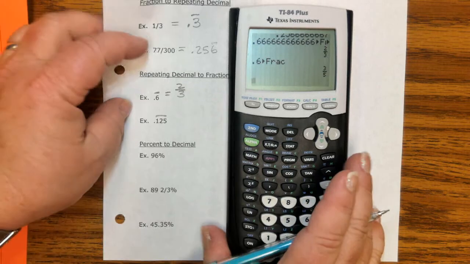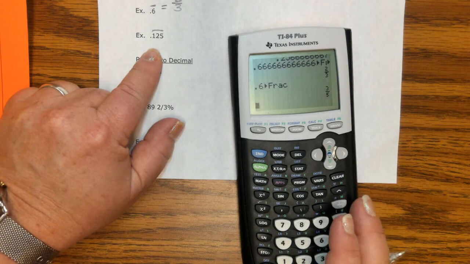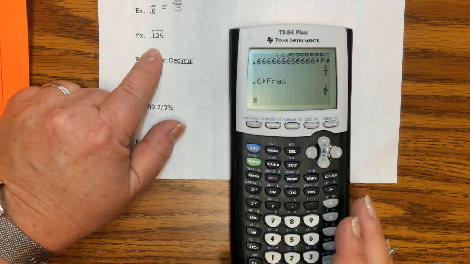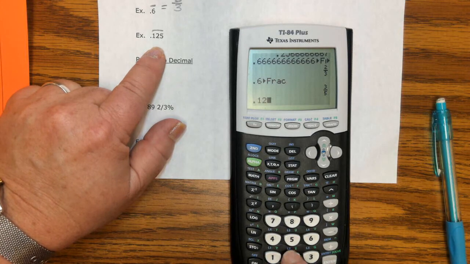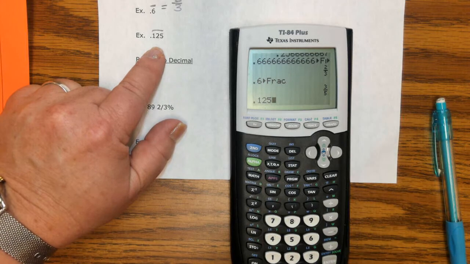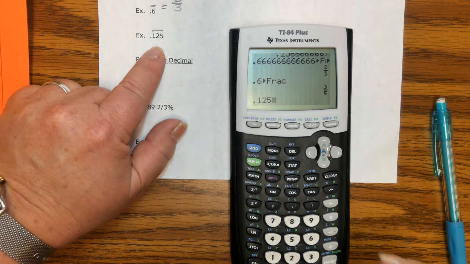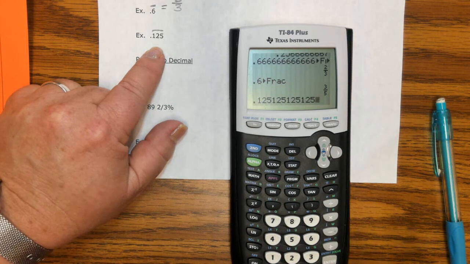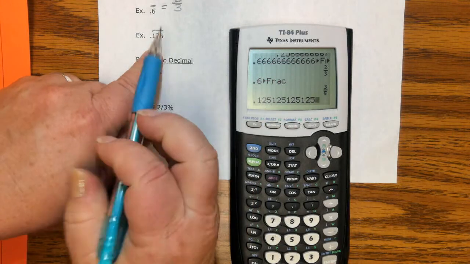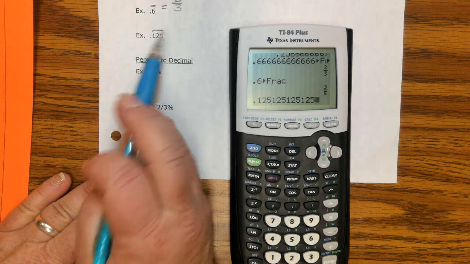So how do you think I should put this one in, Irving? How should I put this in? No, because do you notice that the line is on top of the 1 and the 2? So, 1, 2, 5, 1, 2, 5, 1, 2, 5, always end on the last number that this one ends on, okay? So everybody put that in about 3/4 of the way across.